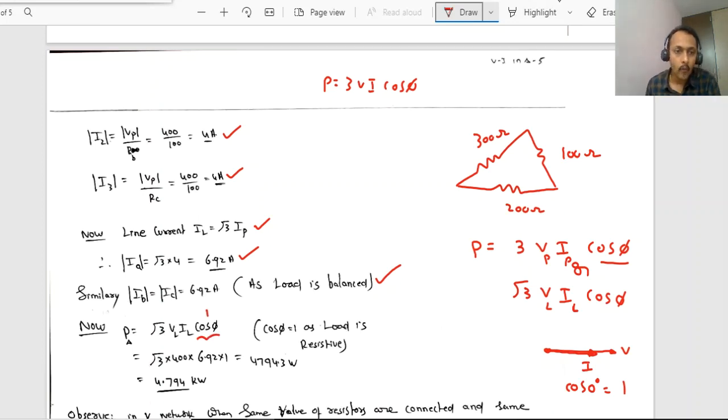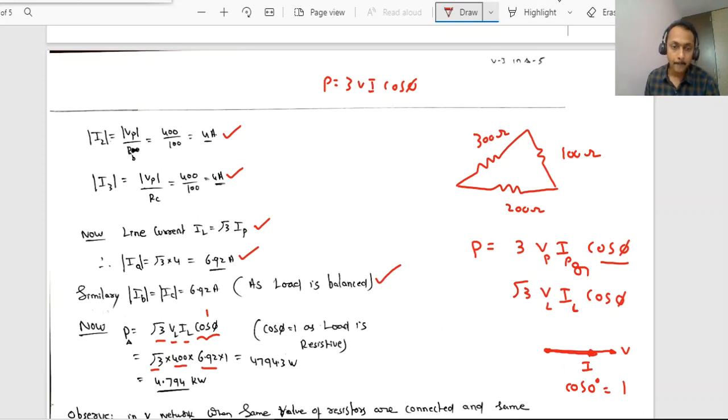Now already we know the values of root 3, VL, IL. VL is already given in the problem. In delta connection, line voltage is same as phase voltage. Therefore, root 3 into VL 400 into IL. Line current just now we have calculated. Line current is how much? 6.92. 6.92 into cos phi. Why is it 1? Because the load is resistive. Both the voltage and current will be in phase.